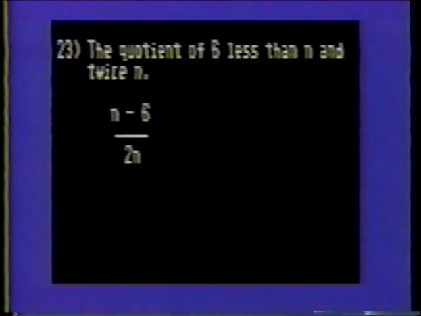Number 23. The quotient of 6 less than n and twice n. First, subtract 6 from n. Then multiply n times 2. All that remains is to combine all these components correctly to solve the problem. Divide n minus 6 by 2 times n.